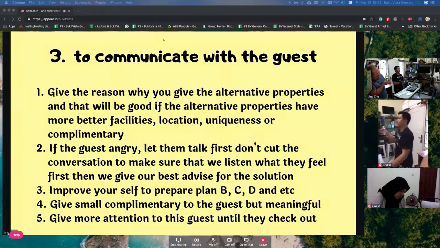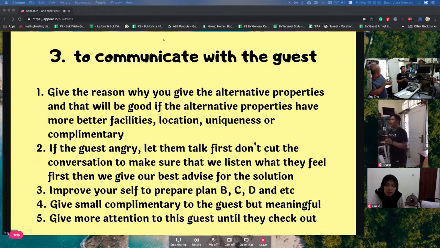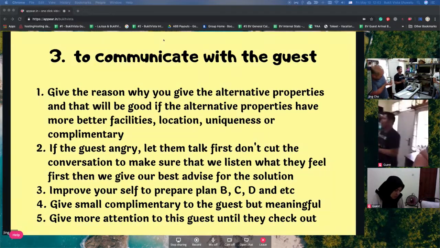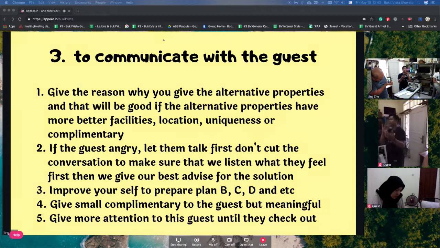So for the overbooking guest, usually it's part of four and five, more attention and complimentary. For example, one of my guests, you remember Clean? Yeah, Clean. The guest was overbooked in Kebunyanyang. When the guests checked in and needed some help, like a pickup from the temple to the house, I just gave a pickup for free and brought them back to the property.